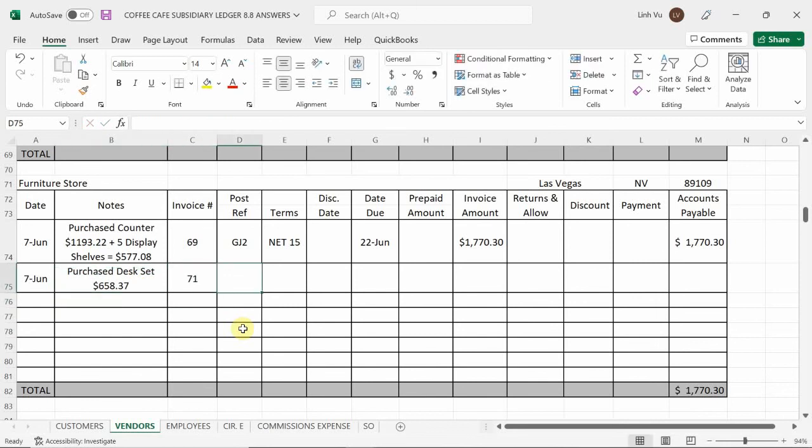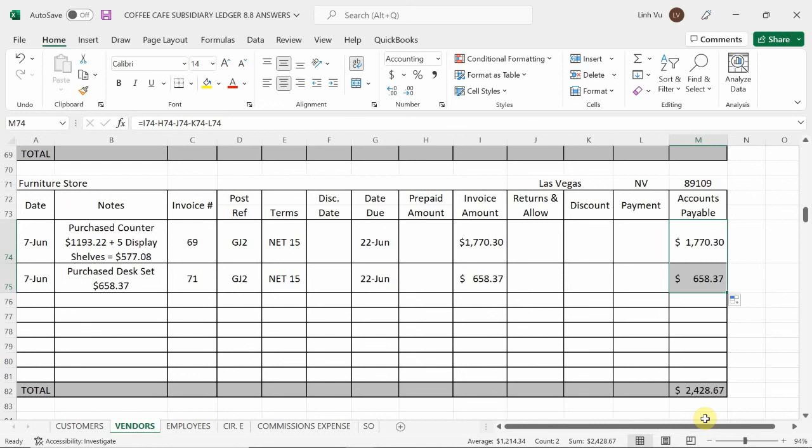This was invoice number 71, general journal, page 2, right? And once again, we got the same exact terms, net 15. So in this case, I'm going to put in my formula once again. 15 days from receiving my bill, it's going to be due on the 22nd of June. It's the same exact one as the first one, but this time, I owe $658.37, okay? So then that's going to equal what? In this case, if you have your formula intact here, it should equal for this bill to be $658.37.